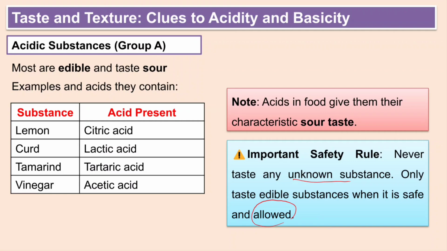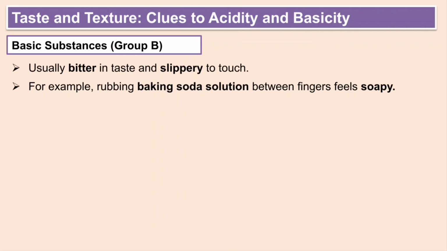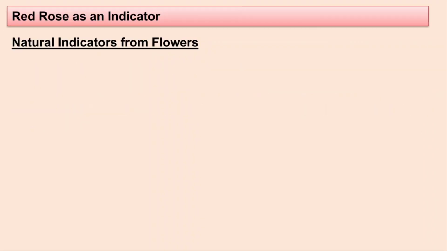Okay, and most basic substances are not edible also. Basic substances, that is group B, are usually bitter in taste and slippery to touch. For example, rubbing baking soda solution between the fingers feels soapy, isn't it? That I have already told you. And not all bitter substances are basic. For example, bitter gourd, karela, tastes bitter, but it is not a base.